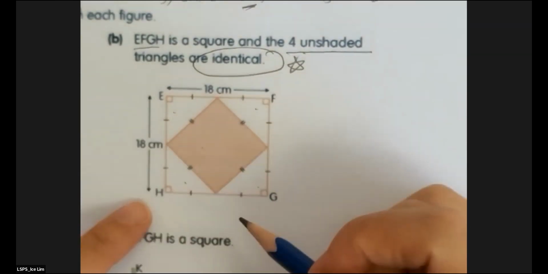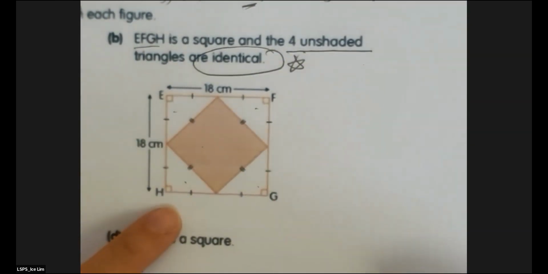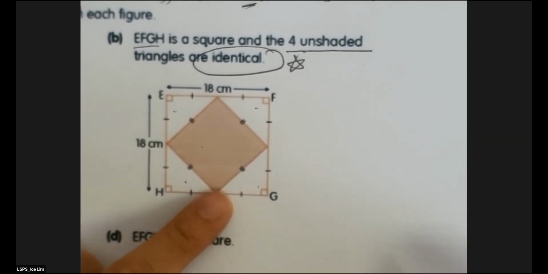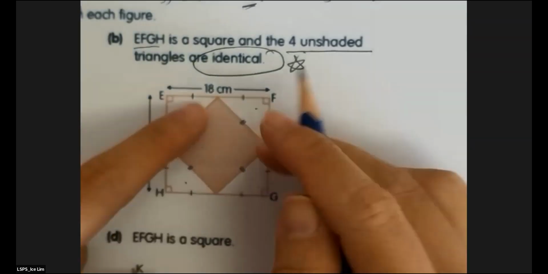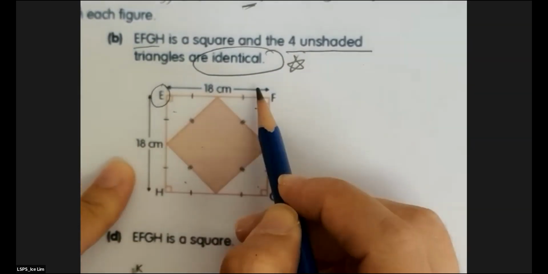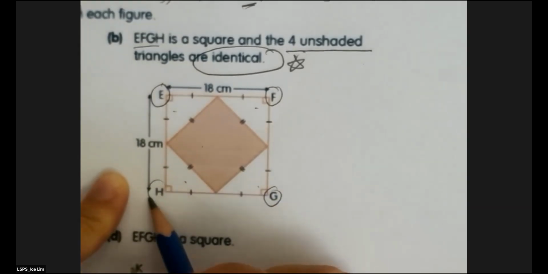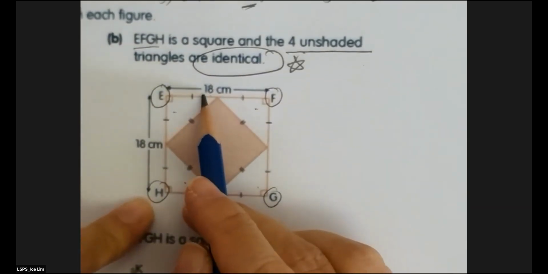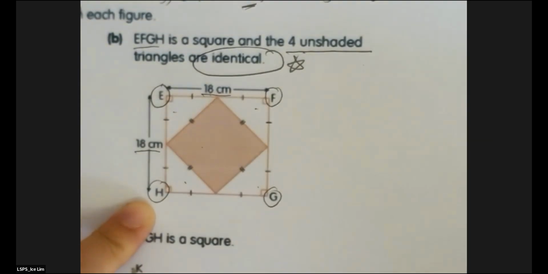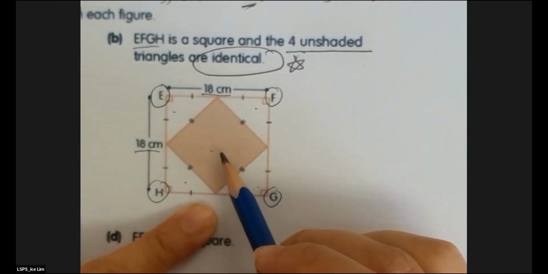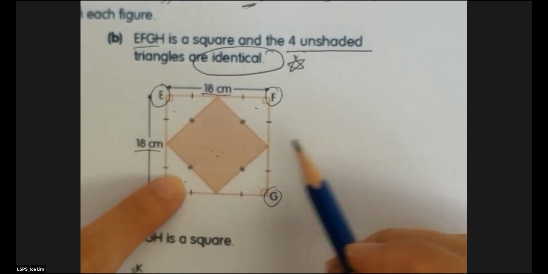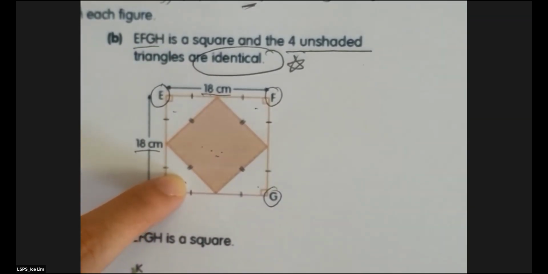The shaded part is a square. Do I have the measurements of the square? Do you have the length of the square? Is it given? Sorry, I'm not talking about square EFGH. EFGH, yes, you're right. The dimension given is 18 centimeters. I'm talking about the shaded part here, the orange. Why do you think I say orange is a square? It's a shaded part. It's not stated that it's a square. How do I know it's a square?